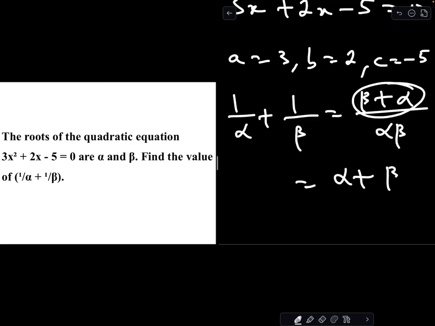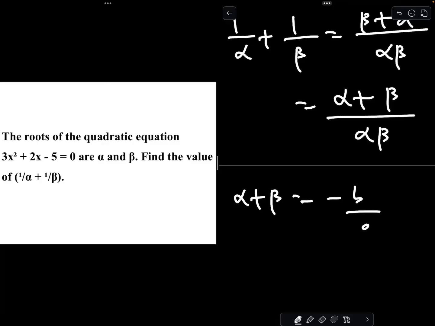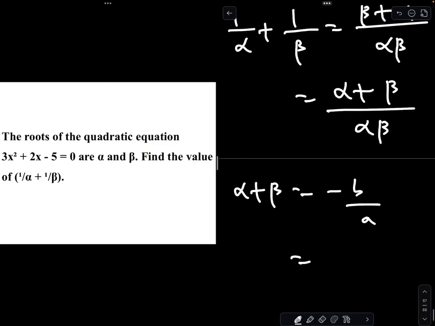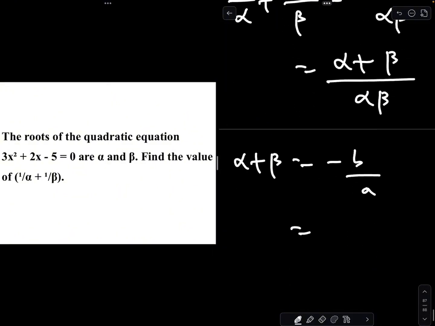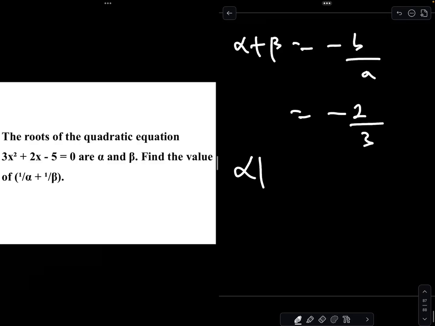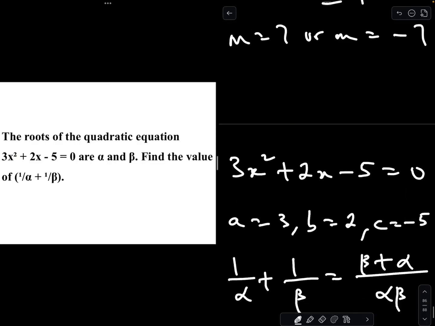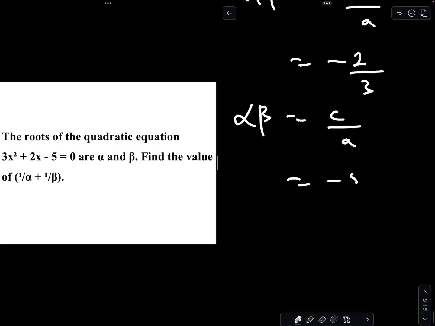beta over alpha beta. And I know that alpha plus beta is minus b over a, which is equal to, b is 2 and a is 3. That will be minus 2 over 3. While alpha beta, which is given by c over a, is equal to, c is minus 5 and a is 3. That will be minus 5 over 3.